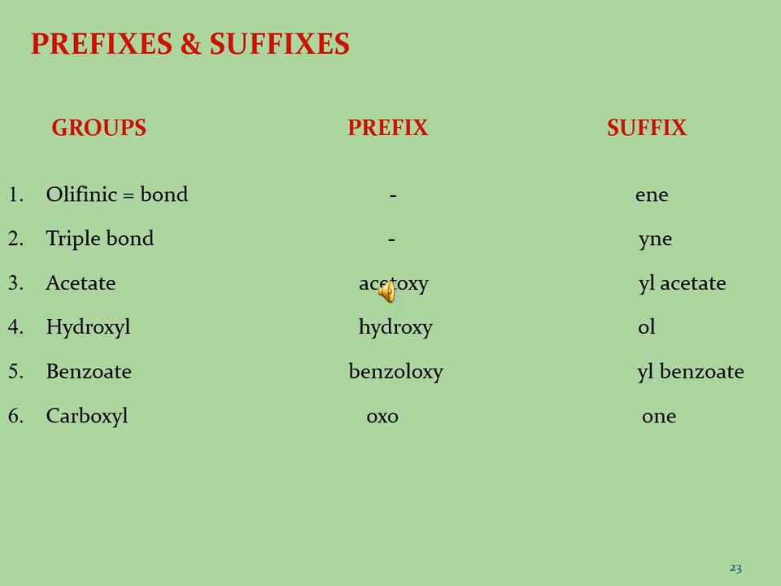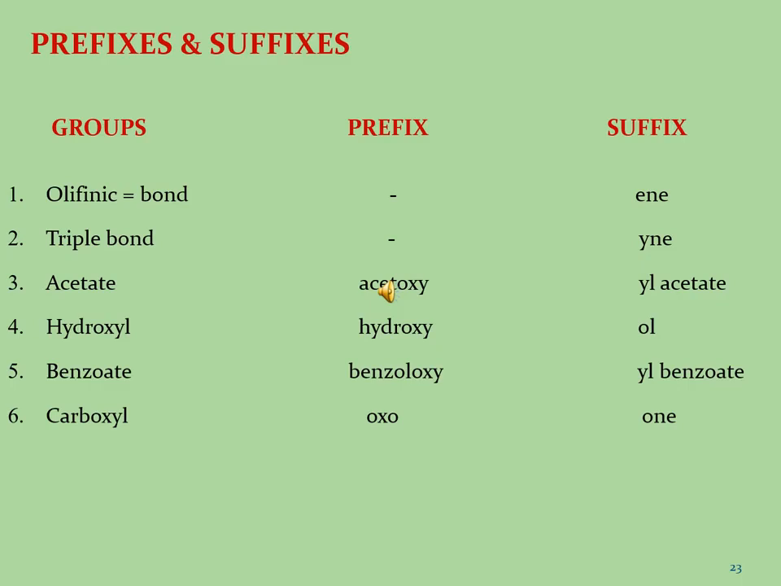If we have acetate substituents in the steroidal molecule and we take it as prefix, it can be written as acetoxy. And if we take this molecule as suffix, it can be written as "-yl acetate". If we have a hydroxyl group in the steroidal structures and we take it as prefix, it can be written as hydroxy. And if we take it as suffix, it can be written as "-ol". If we have a benzoate group in the steroidal structures and we take it as a prefix, it can be written as "benzoyloxy". And if we take it as suffix, it can be written as "-yl benzoate".